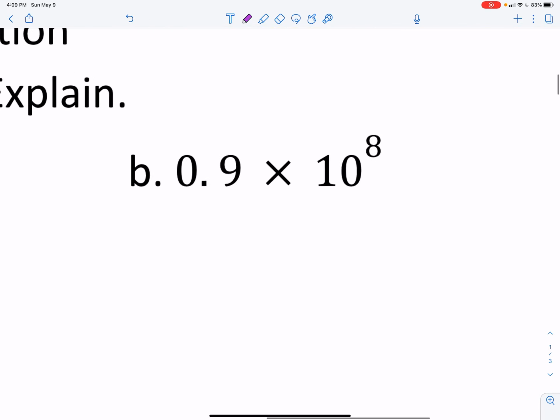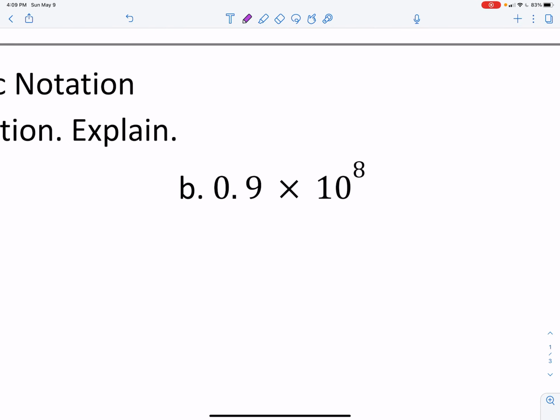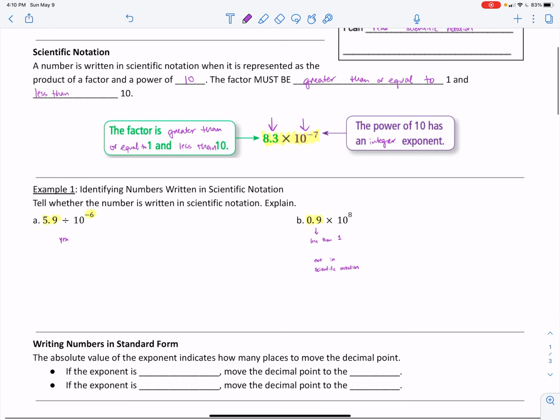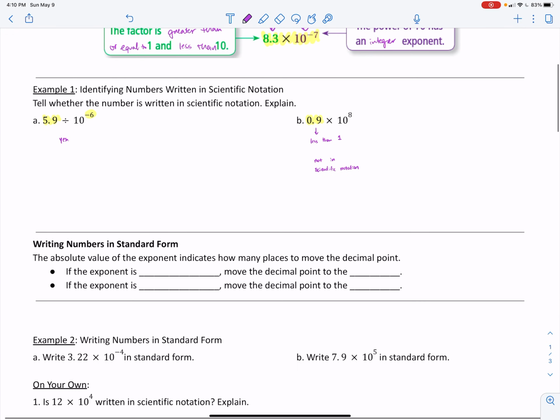Okay. Let's take a look at this one. I have 0.9. Is this number written in scientific notation? And the answer is no. Why? Because 0.9, this is less than 1. Right? Remember, for it to be scientific notation, it needs to be greater than or equal to 1. So this is not in scientific notation. Okay? And that's all you have to do. Just tell me if it's in scientific notation or not and why.